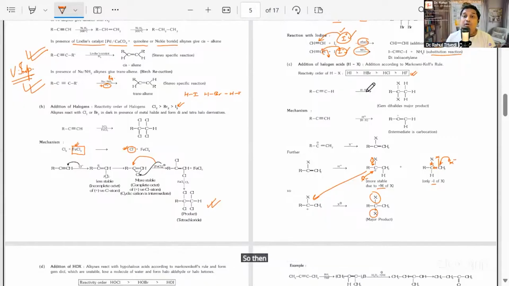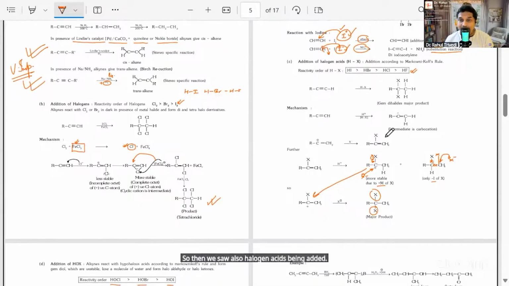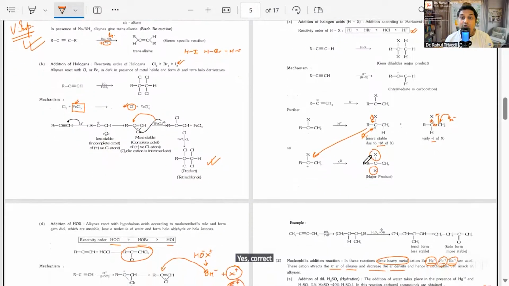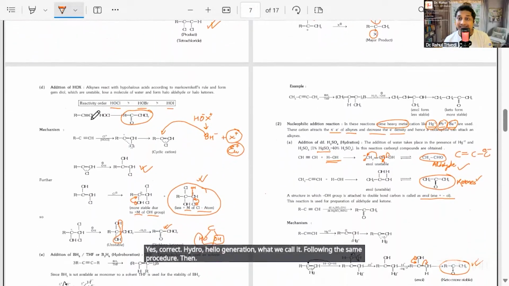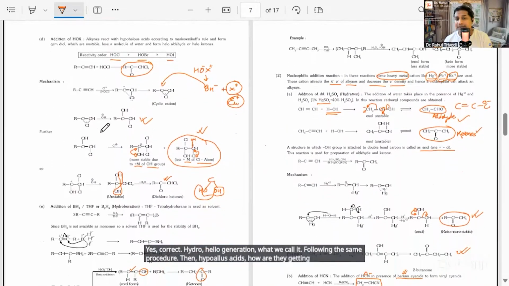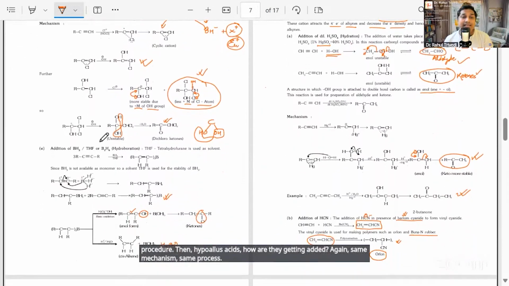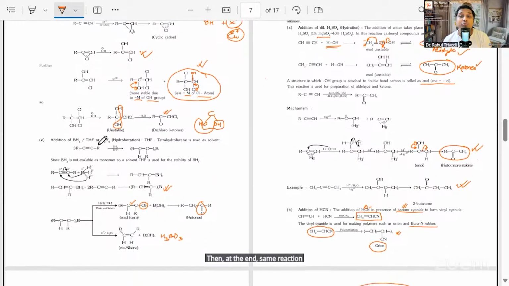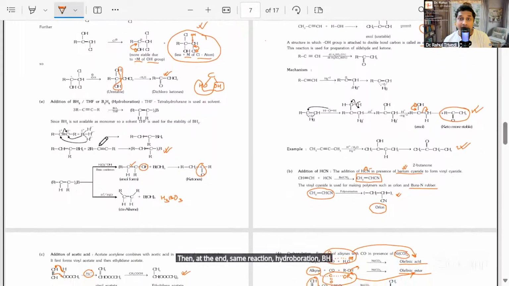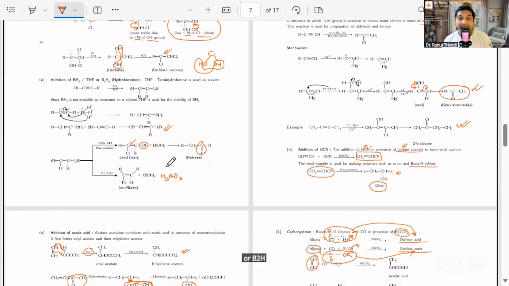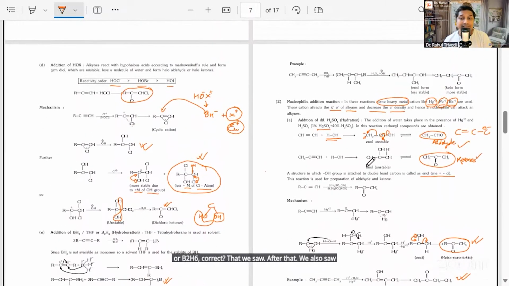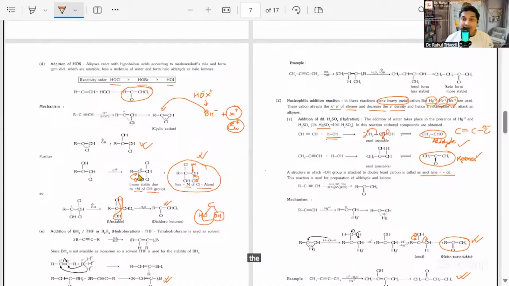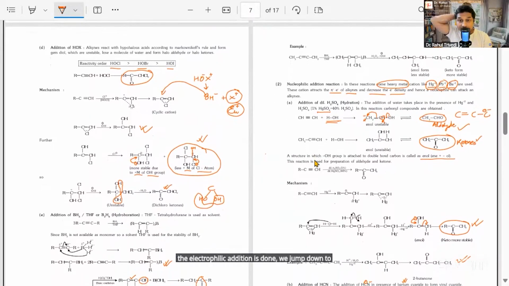So then we saw also halogen acids being added. Yes, correct? Hydrohalogenation, what we call it, following the same procedure. Then hypohalous acids, how are they getting added? Again, same mechanism, same process. Then at the end, same reaction, hydroboration, BH3 with THF or B2H6, correct? That we saw. After that, we also saw with this, the electrophilic addition is done. We jumped down to the nucleophilic addition part.